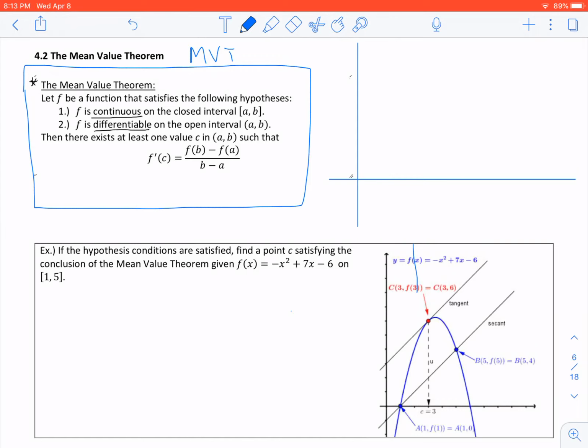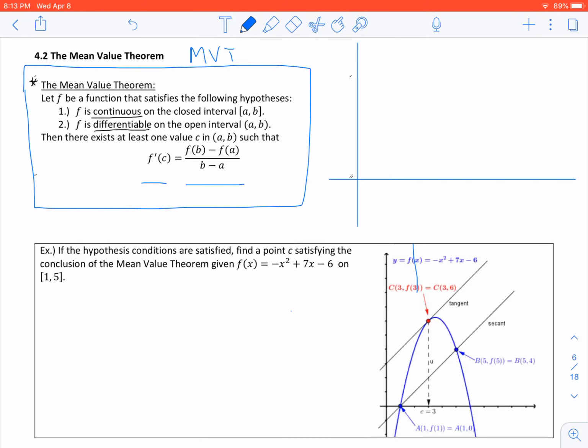1. F is a continuous function on the closed interval from a to b. 2. F is differentiable on the open interval from a to b. Then there exists at least one value c in the interval from a to b such that f prime of c is equal to f of b minus f of a over b minus a. The right side of this equation is the average rate of change, and the left side of this equation is the instantaneous rate of change.